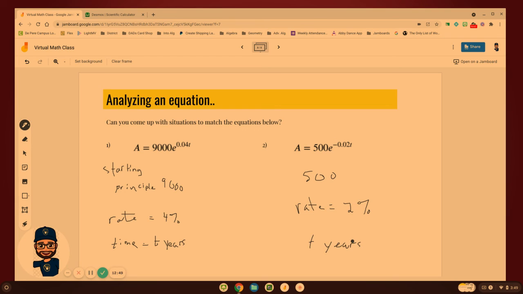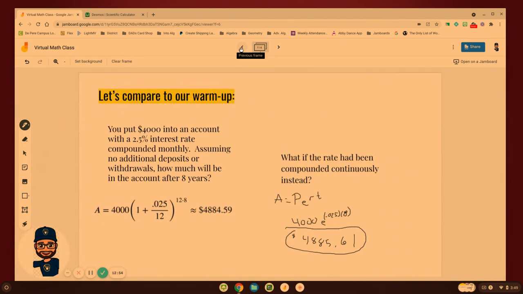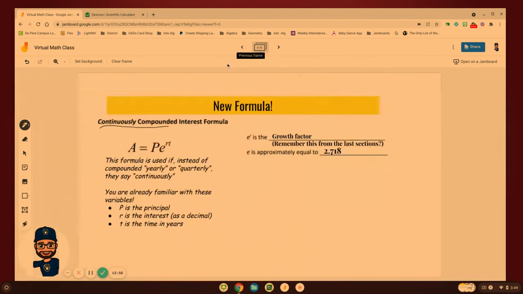So a little bit of review: this new letter e does represent a numerical value in helping us find this compounded continuous interest.